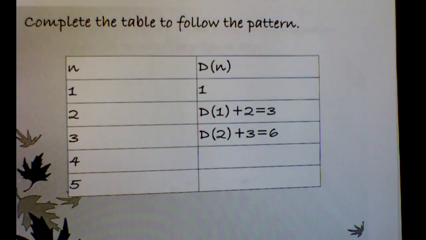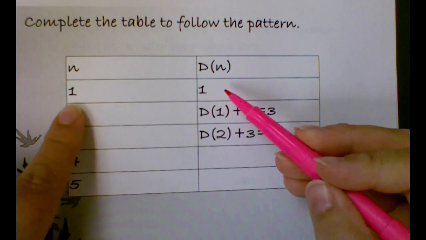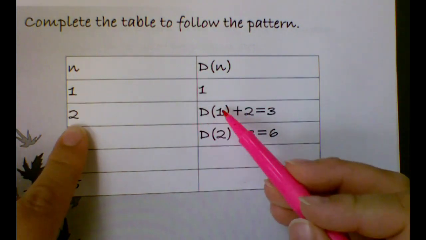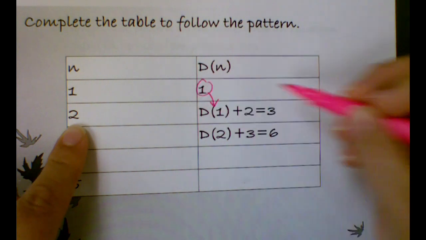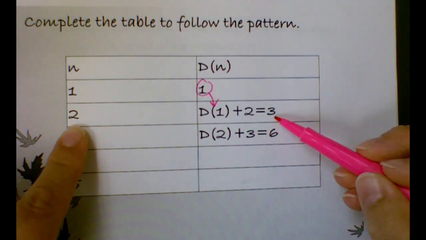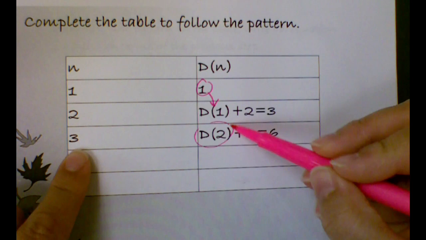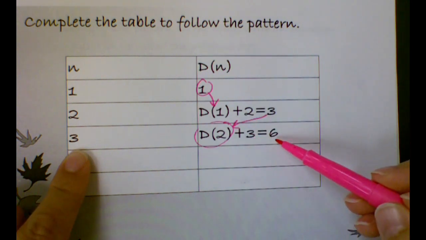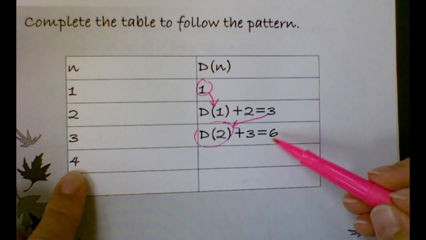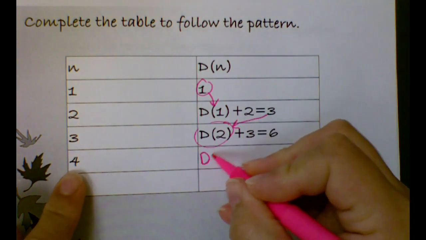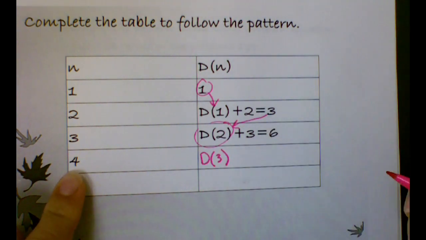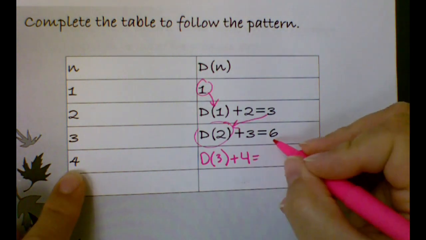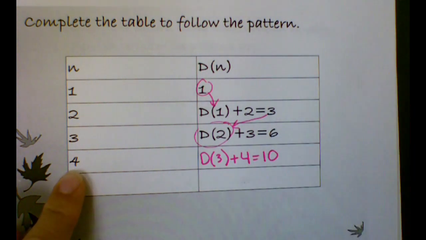So if we fill in this table, step 1 has 1 dot. Step 2 has d of 1, which is 1, plus 2, which is 3 dots. Step 3 has d of 2, which is 3, plus the step number 3, which is 6 dots. So step 4 should have the number of dots in step 3, so d of 3, plus 4, because it's step 4, which means 6 plus 4, which is 10 dots.